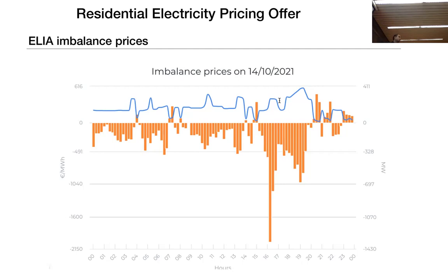But it's a very difficult job for the TSO to balance at all times the production and the consumption of the country. And if it does not do that job well, it is a blackout, which happens very rarely here in Belgium. But in some countries, it happens quite often.